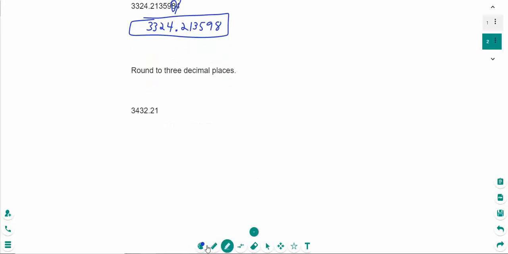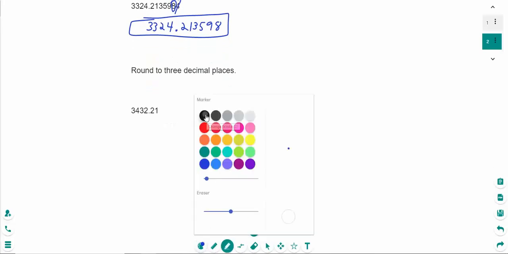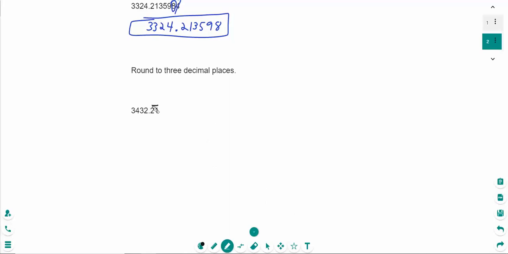All right, let's try this one. And actually, this one, I'm going to add something to it. This should have a bar across the top, just to spice things up here a little bit. So go ahead and how would you round this one? They want to round it to 3 decimal places. What would you do? Well, you might say, well, wait a minute, there's only 2 decimal places. How do I get to my 3rd decimal place if there's only 2? Well, you're right. They do only write 2.